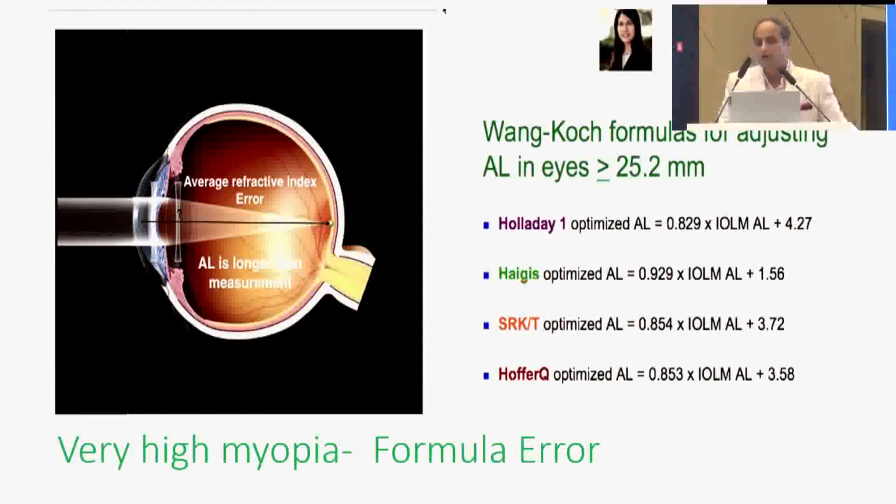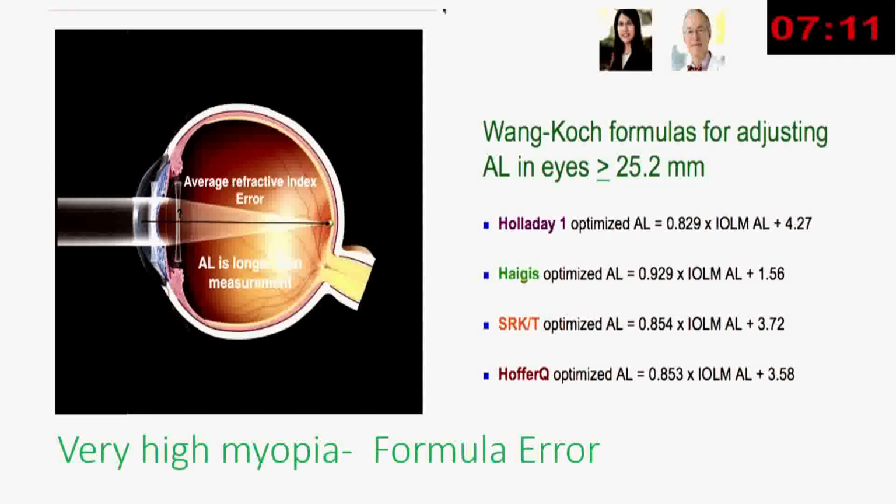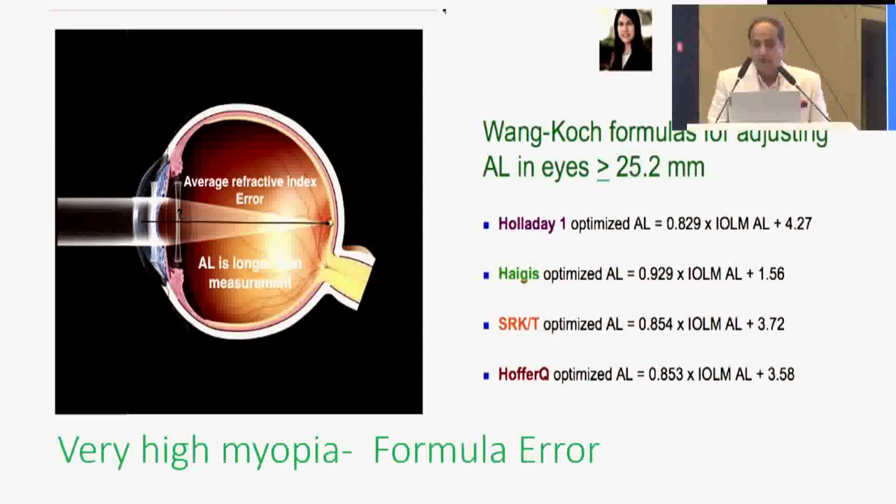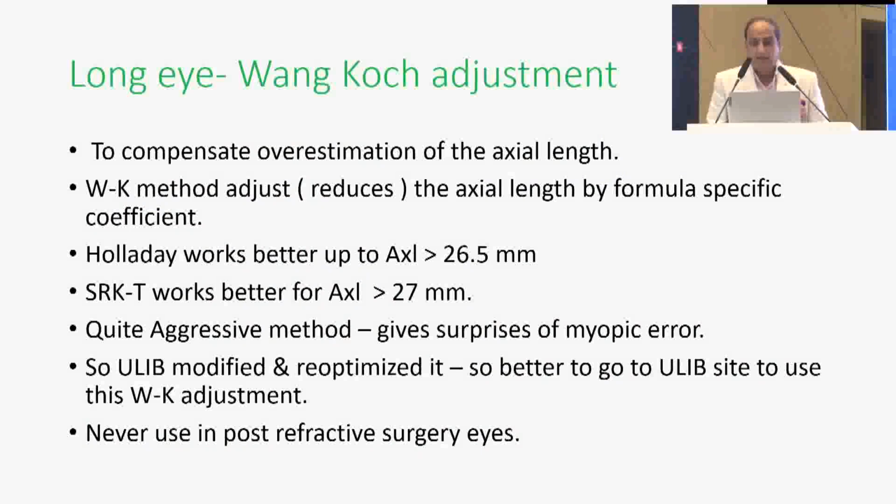So the Wang-Koch formula for adjusting axial lengths in eyes more than 25.2 is actually a very good one, and it is a formula which a lot of people also use. Holladay, Haigis, SRK/T and Hoffer Q, these were the ones which were actually used. But the long eye Wang-Koch adjustment is something that we should all understand. It compensates the overestimation of the axial length.